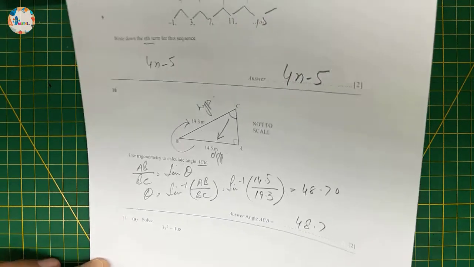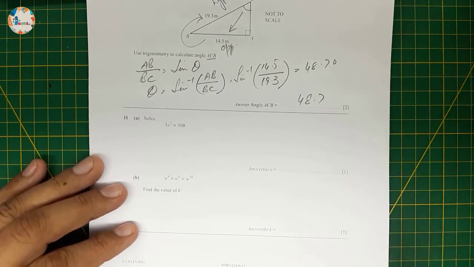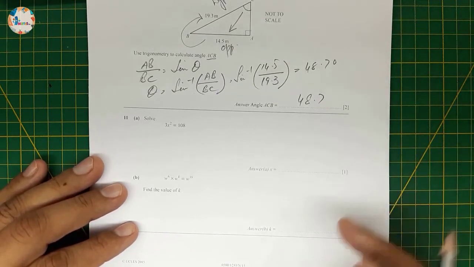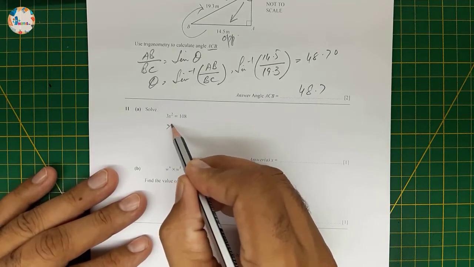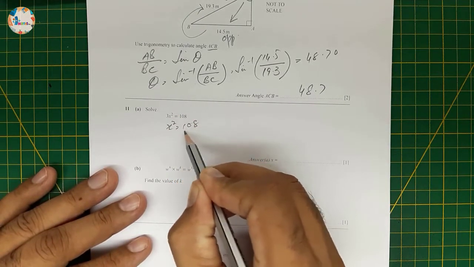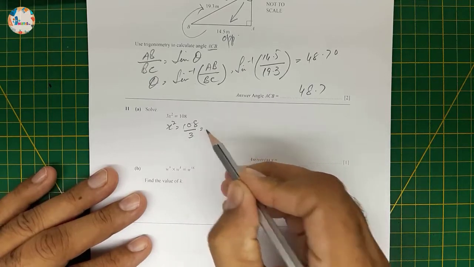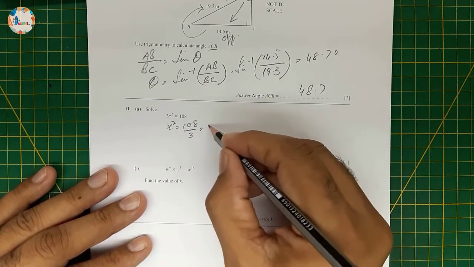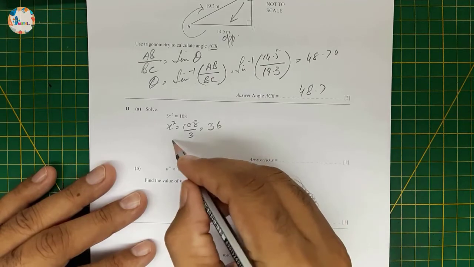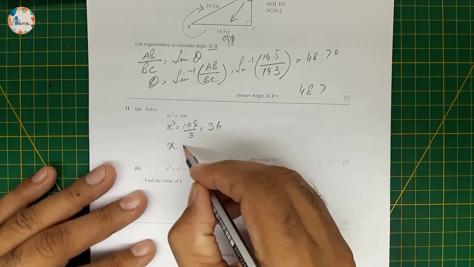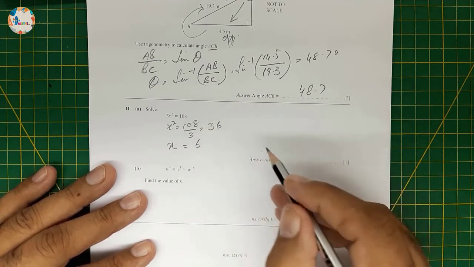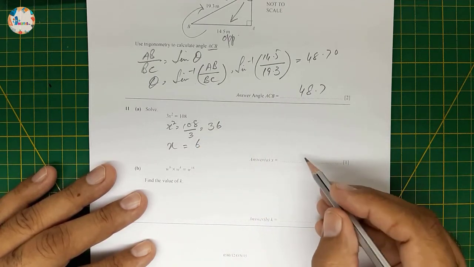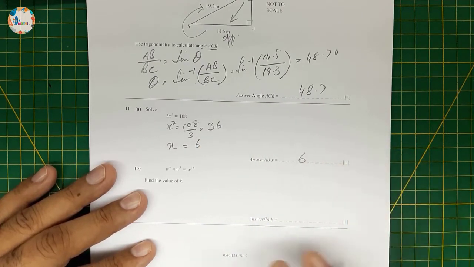Now question number 11, we have to solve this equation. So 3x squared, so x squared will be equal to 108 over 3, and 3 3s are 9 and 3 6s are 18. So x is equal to 6 basically, that will be the answer. So root of 36, so 6.